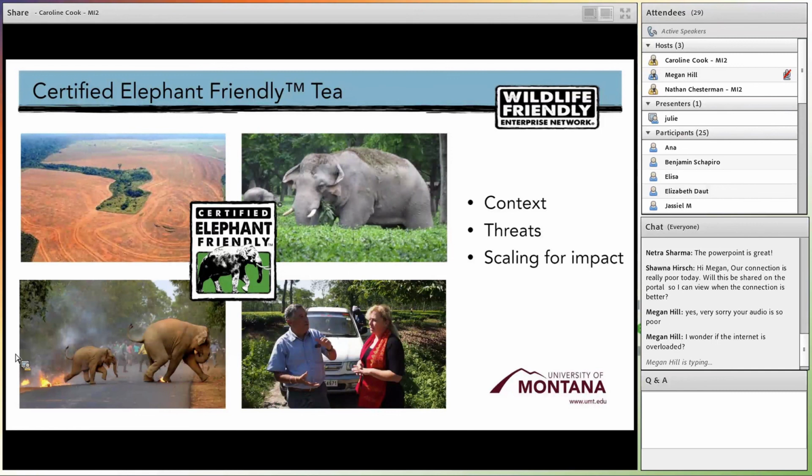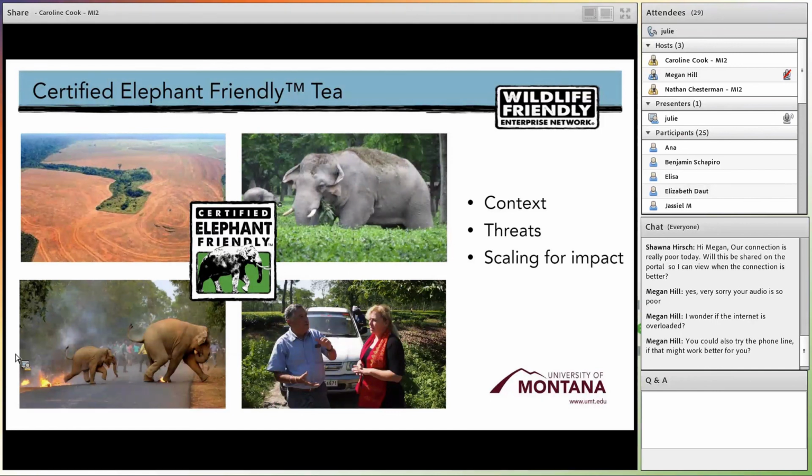You have a link to these standards as well, so you can have a look, but the key threats that have been identified on tea plantations include electrocutions by improperly installed electric fencing, irrigation ditches, which are a cause of mortality for baby elephants who fall into them and drown, poisoning from improper chemical storage, and as I mentioned, human-elephant conflict. We're scaling this project for impact now.